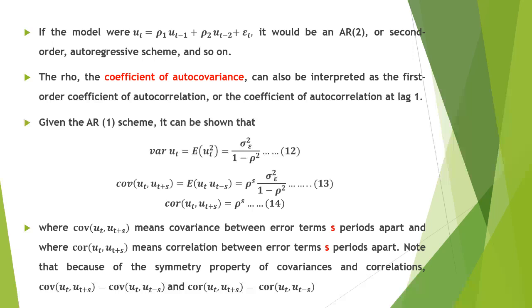Note one important property of the covariance and correlations here. The covariance between ut and ut plus s is also equal to the covariance between ut and ut minus s, and the correlation between ut and ut plus s is also equal to the correlation between ut and ut minus s.